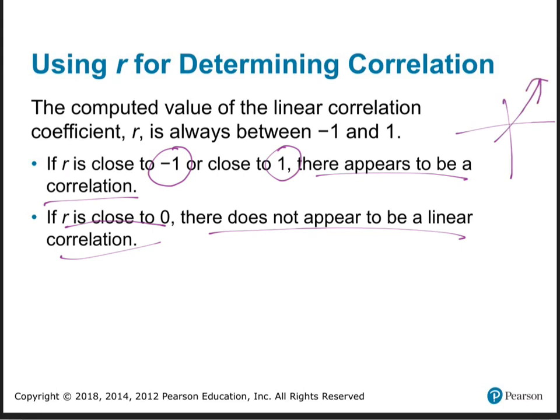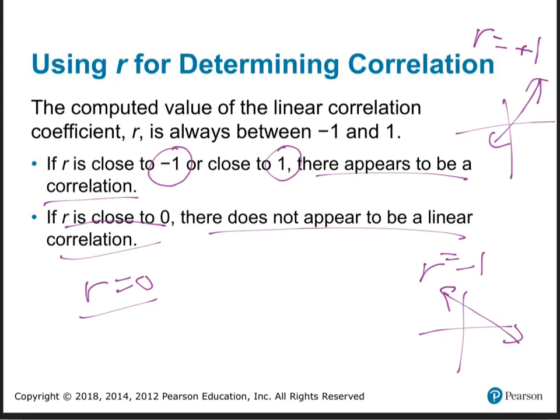+1 means it's going up. R is +1. R -1, the relationship is a negative relationship. Does that make sense? Where R equals 0 means there's just nothing. No line. The data does not appear to have a linear relationship.